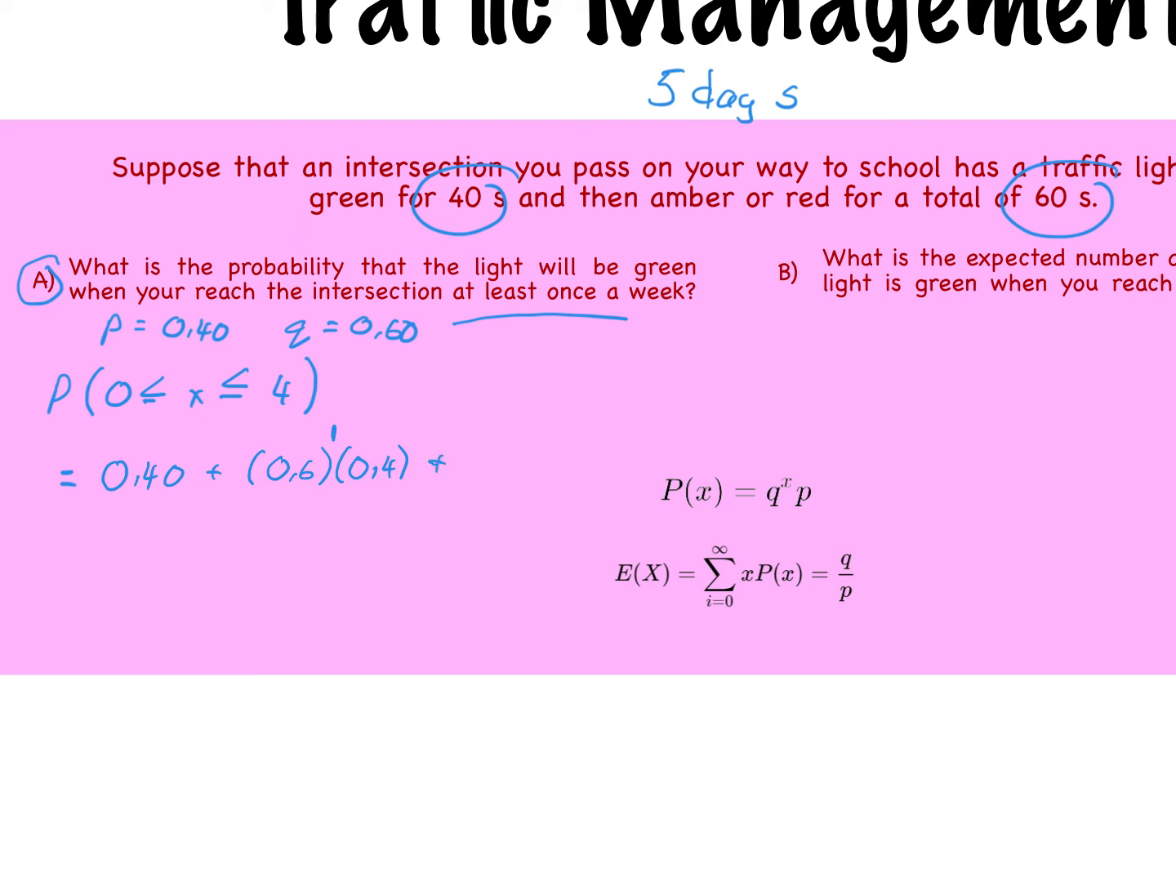The probability of having to wait 2 days is 0.6 squared, and then you're successful. And then we have 3 days, and then you're successful. And the last possibility is having to wait 4 days, which means you're going to be successful on the Friday. And when you add all those up, it's 0.92. So that is your probability of at least once in a week.